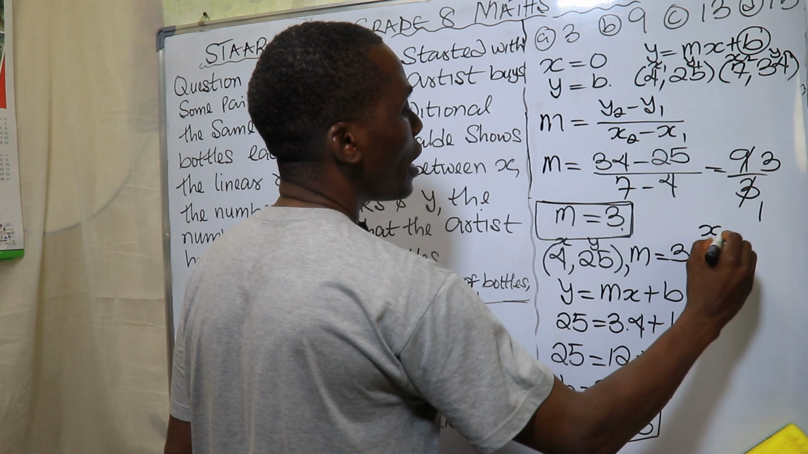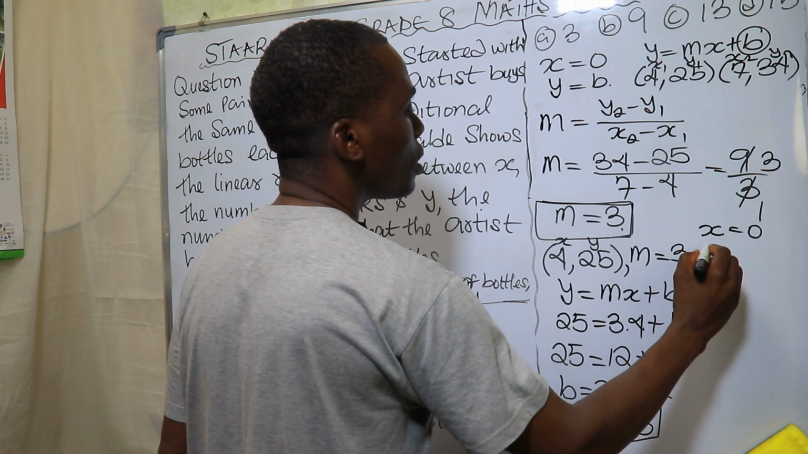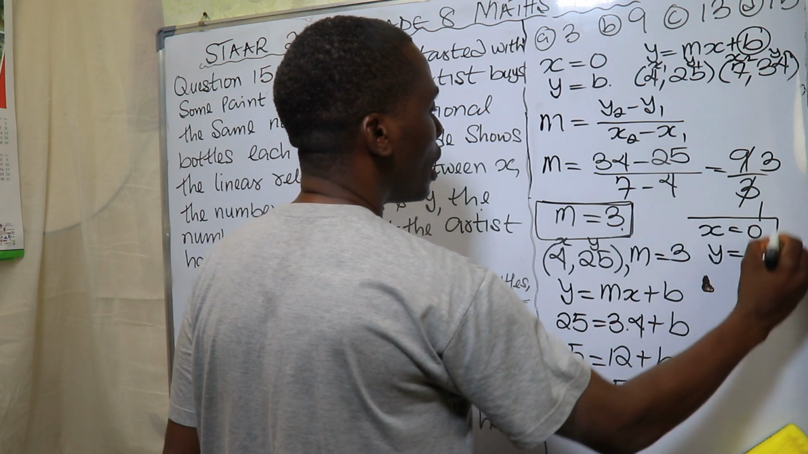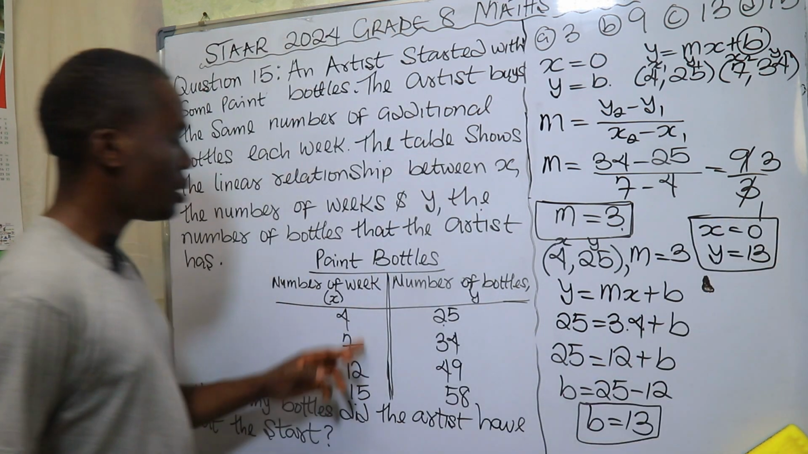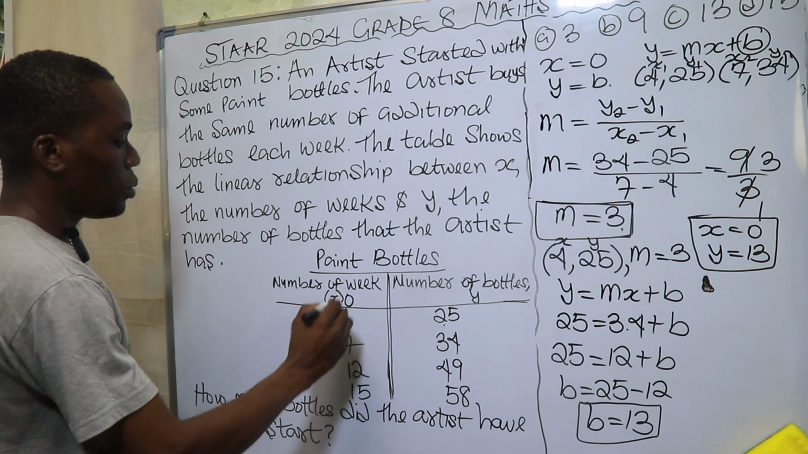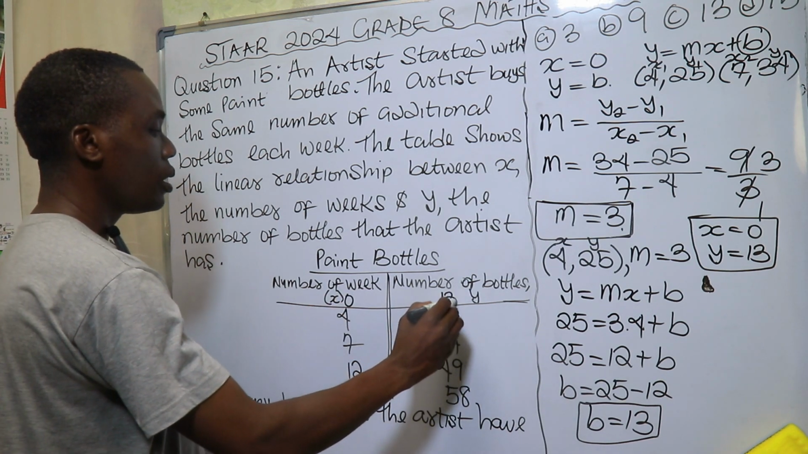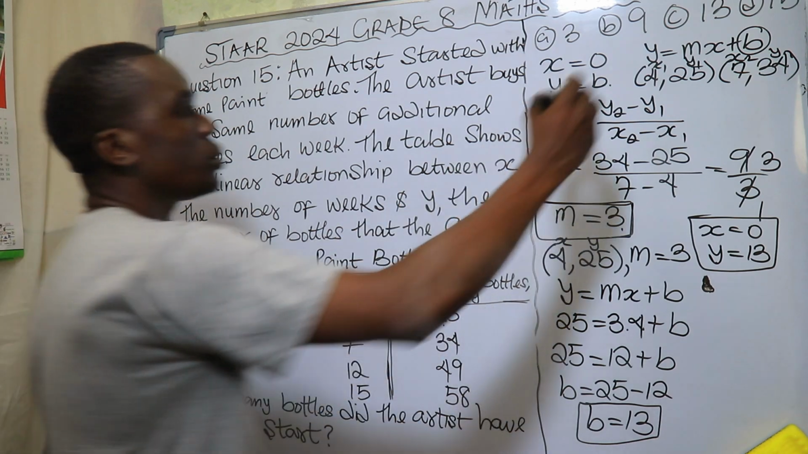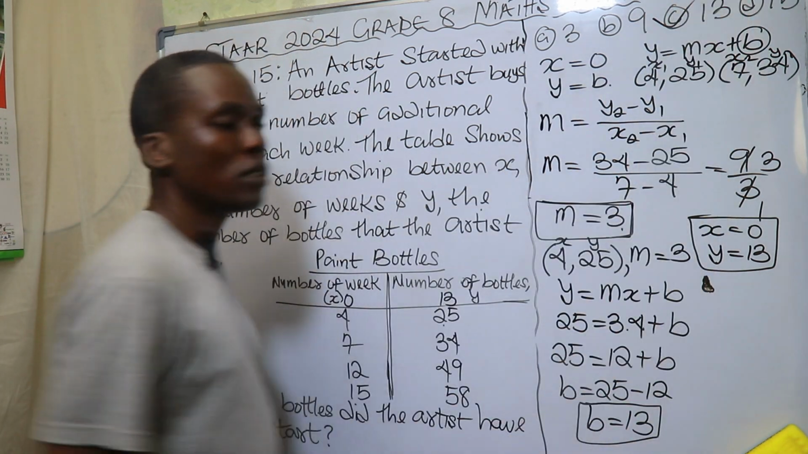So at the start, x is equal to 0, and the number of bottles y is equal to 13. That is exactly what he has. So that is the solution, and the correct option is option C.